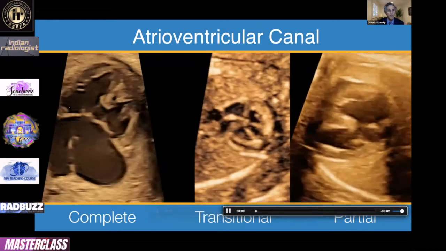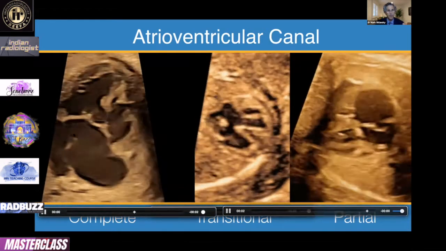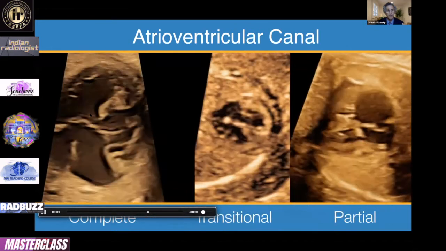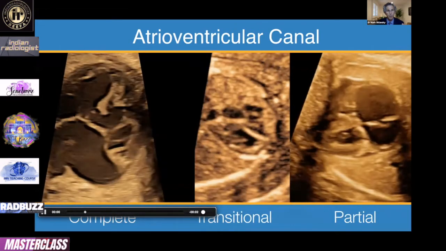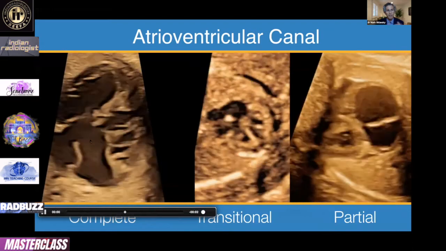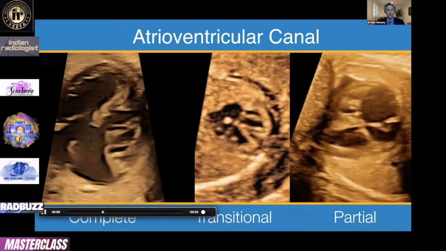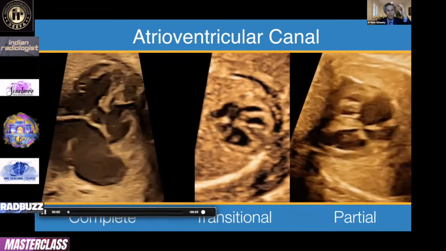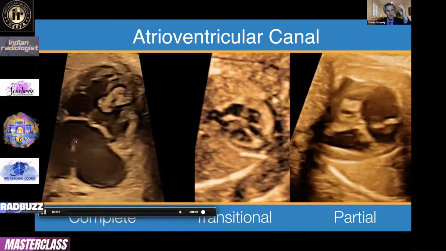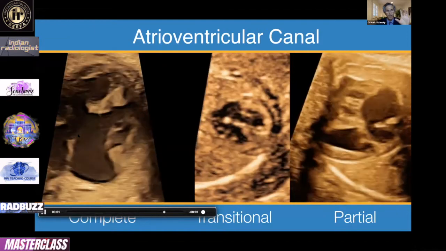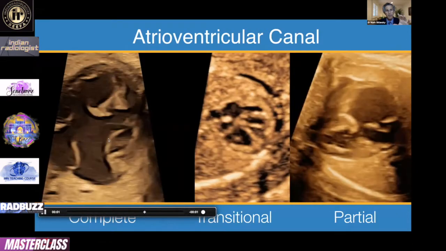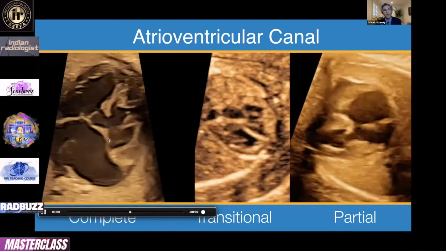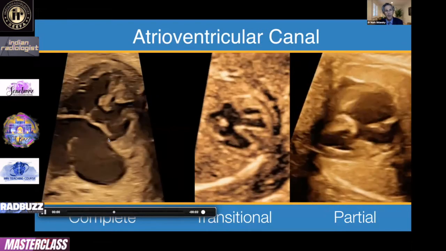This is a complete defect. It's a large primum ASD, you can see, large inlet VSD, one big AV valve. In this case, it's relatively balanced, meaning if you, in your mind's eye, you can think, can the surgeon close the VSD, close the ASD, and then make a mitral valve and make a tricuspid valve out of this, or is it so unbalanced that that's not going to be feasible?